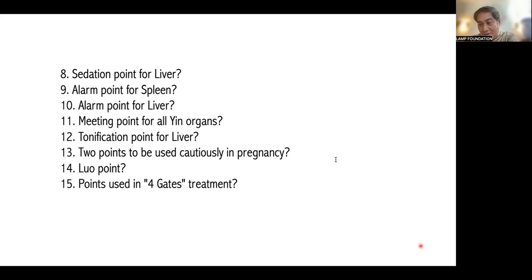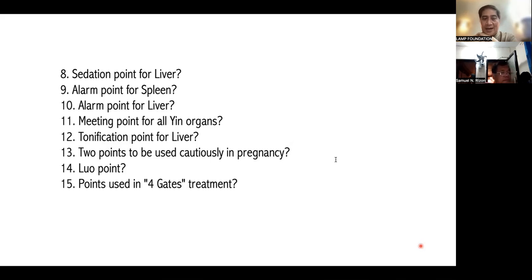Okay. Let's go to, let me see, Ma'am Darlene Federico. Can you answer all the remaining questions? Good evening po. Good evening, everyone. Hearing your voice, alam ko na you have prepared for this. Okay. Number 8, sedation for the liver. Number 8, sedation point for liver is liver 2. Very good. Ying spring fire. Yes. Alarm point or front mo for the spleen.